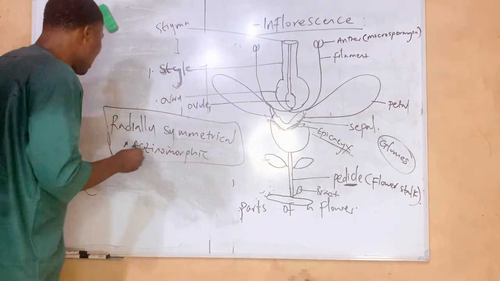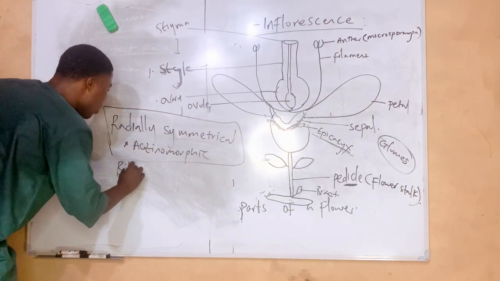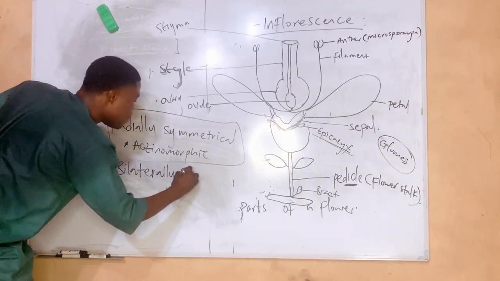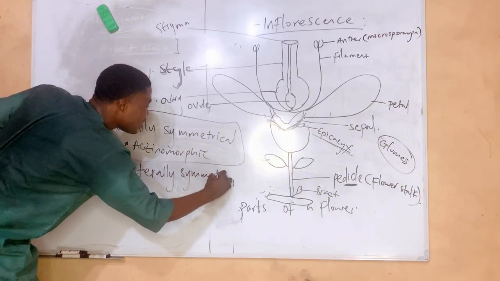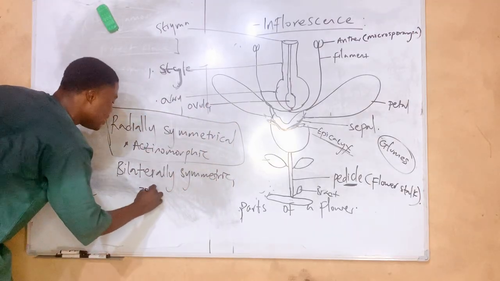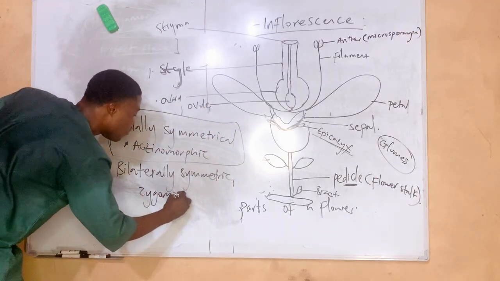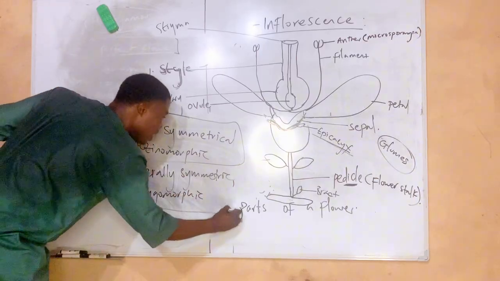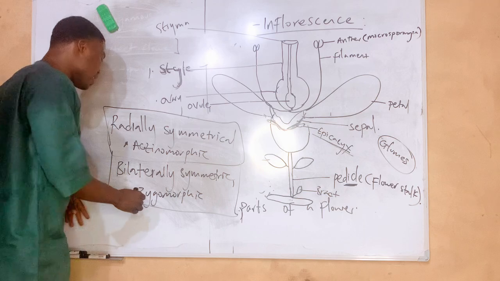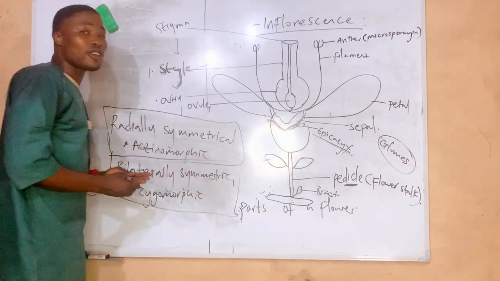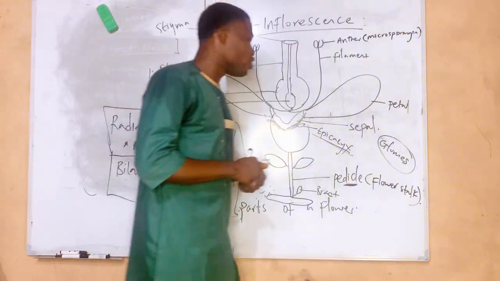But when a flower is bilaterally symmetrical, such a flower is said to be irregular, and we call it a zygomorphic flower. So a zygomorphic flower is a flower that is irregular, and it is bilaterally symmetrical.